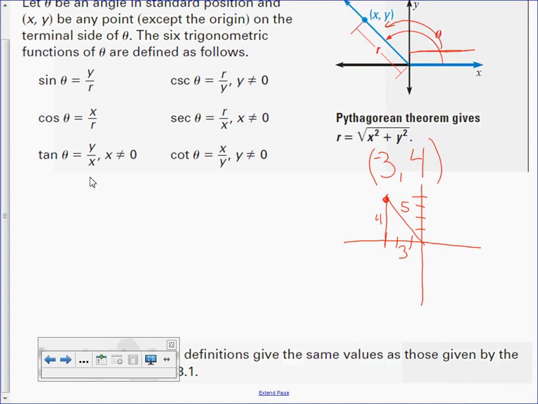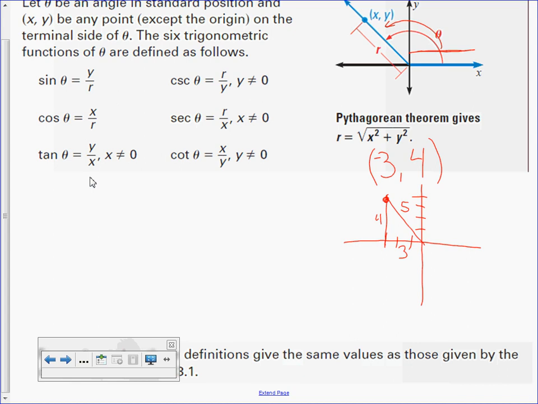When I first learned about trig functions in terms of theta and ordered pairs like this, I always messed up my x's and my y's because we're so beaten over the head with sine, cosine, tangent in that order. Sine, cosine, tangent, sine, cosine, tangent. So as you're thinking that, you're always thinking your ordered pairs, x's and y's.